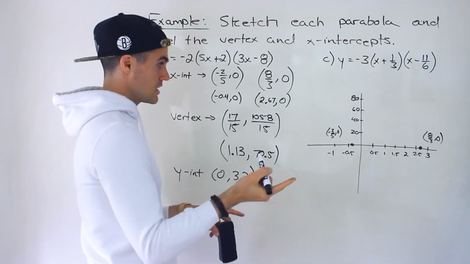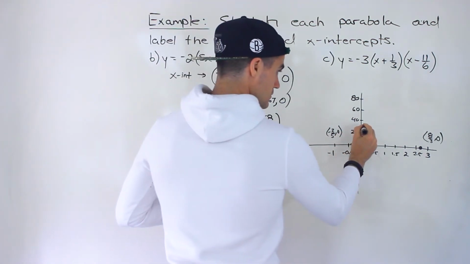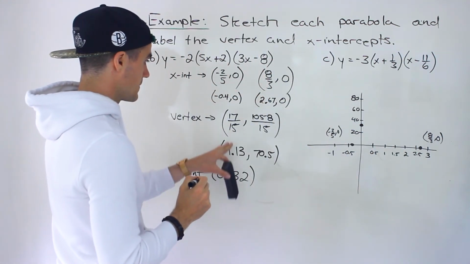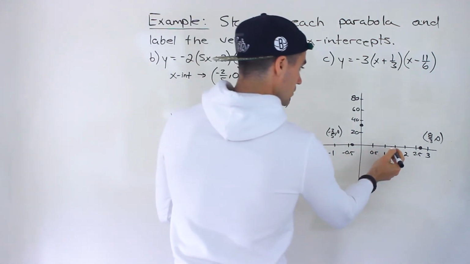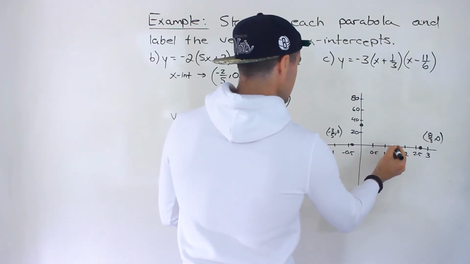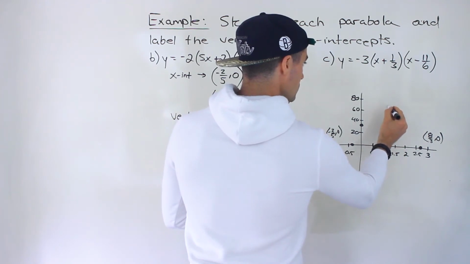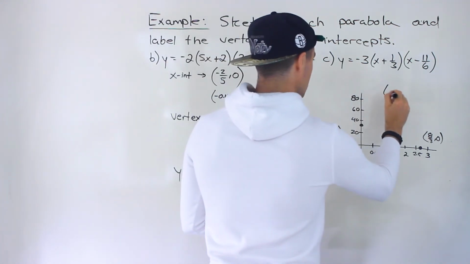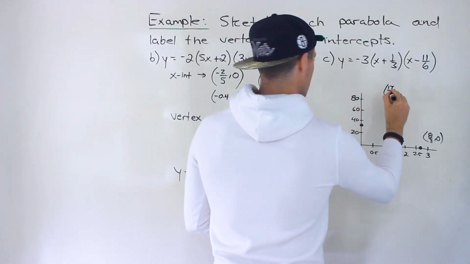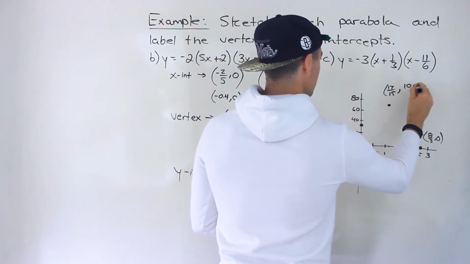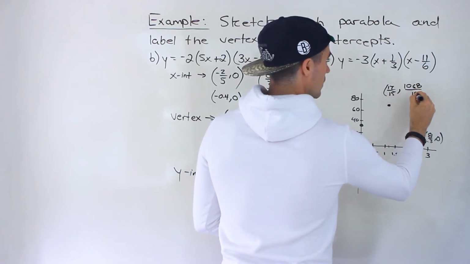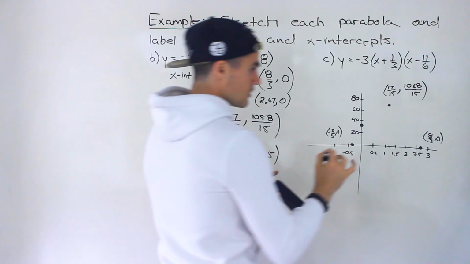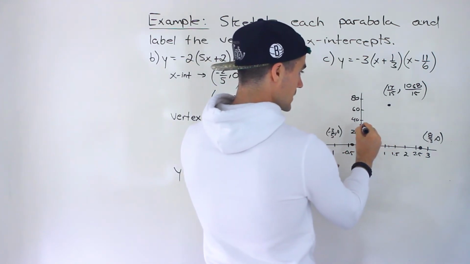For the x-intercepts, the y-intercept 0.32 is going to be over here approximately. Then we have the vertex at 1.13, which is right there, and 70.5, which would be approximately right there. So this vertex here is 17 over 15, 1058 over 15, like that.